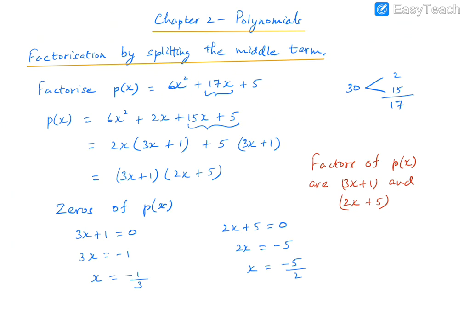Okay, so this method sometimes is easier than finding the factors using the factor theorem. So let's compare how we can get the factors of the same polynomial using the factor theorem, and we will notice that factorizing using the method of splitting the middle term is much easier in this particular case. So let's factorize the same polynomial now using the factor theorem and see the difference between the two methods.